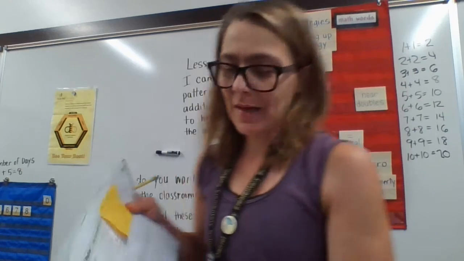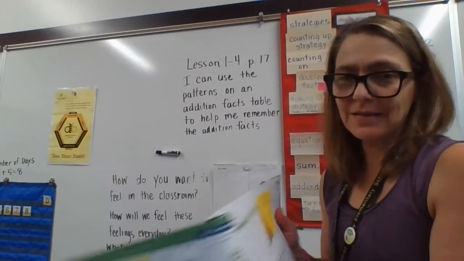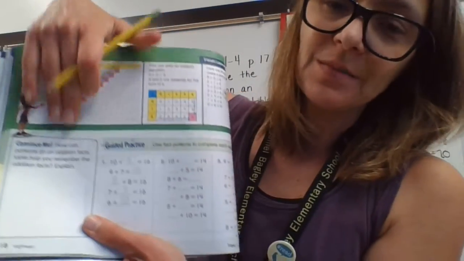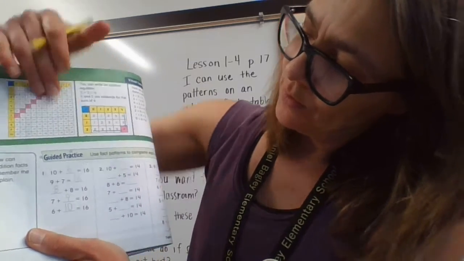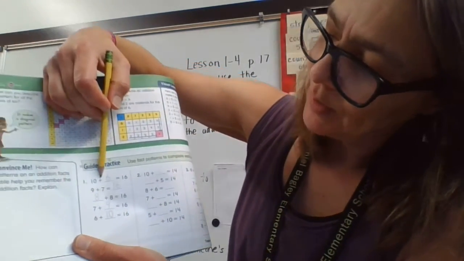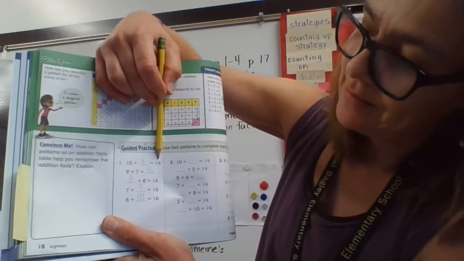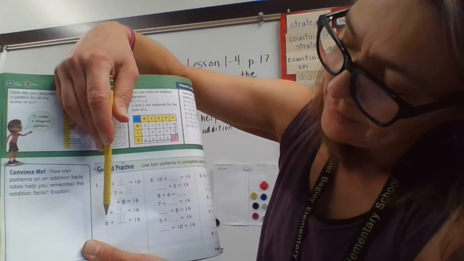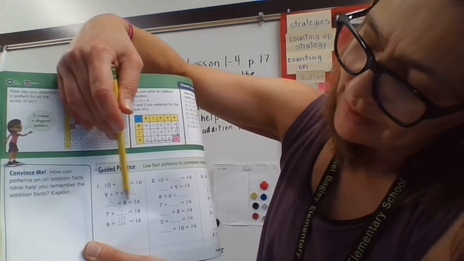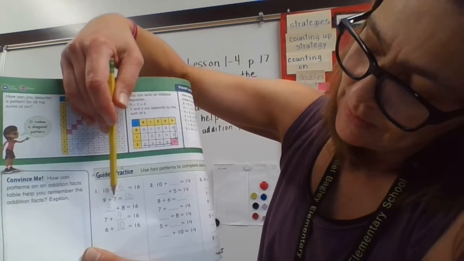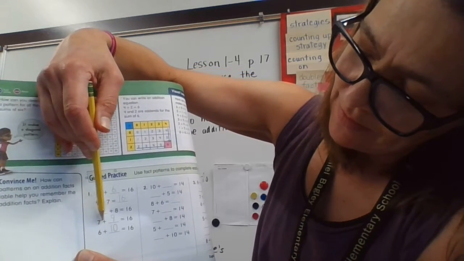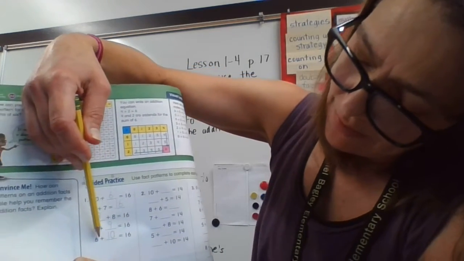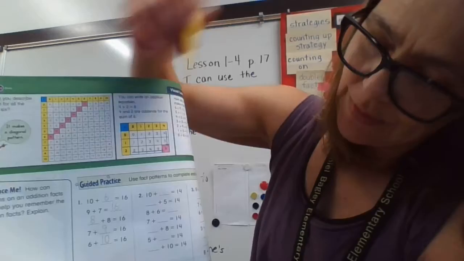Okay, so let's go ahead and move down to the guided practice. And it looks like this. And remember, you do the guided practice and then the convince me. So go ahead and we'll do 1. 10 plus 6 equals 16. 9 plus 7 equals 16. Now you're going down. So the next number will be 8 plus 8 equals 16. And we're going down on the first addend. 7 plus, I'm going up in the second addend, 9 equals 16. And we're going down, 6 plus 10 equals 16.